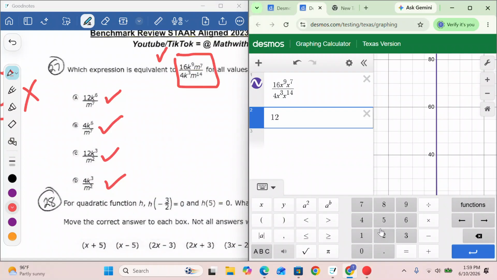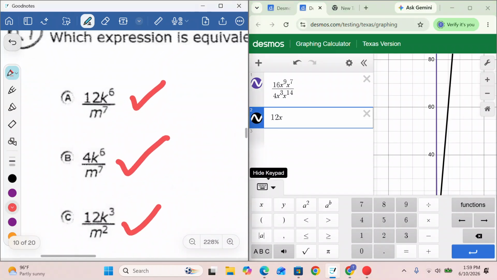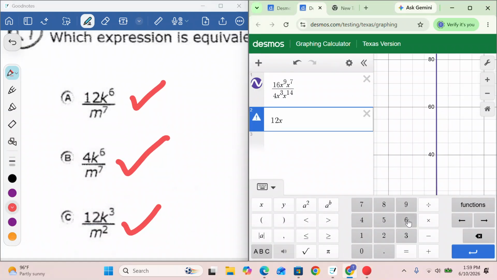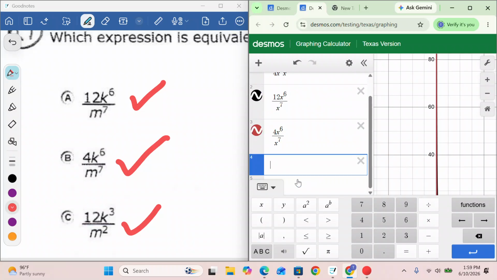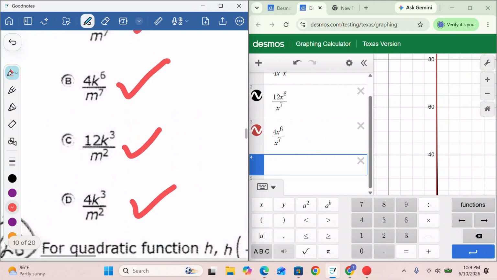12x, and I need my glasses, so I need to enlarge it because I can't see. X to the AB 6, space, divided by x to the AB 7. And then I'm going to go to number 3 for x to the AB 6, space, divided by x to the AB 7. Don't forget, Desmos loves his x's. Don't let Desmos be without his x's.